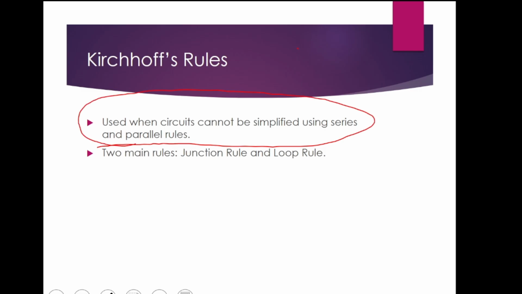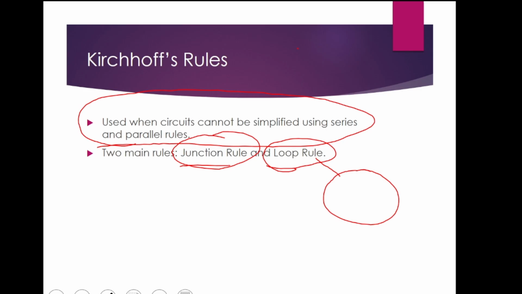So what are the two principles that Kirchhoff's rules use? These are two principles that you have to remember every time you use Kirchhoff's rules: the junction rule and the loop rule. As you know, a loop means something which is closed, and a junction means a point where two things join. You can assume it as a road that moves and divides at a certain point, and this point is called a junction.